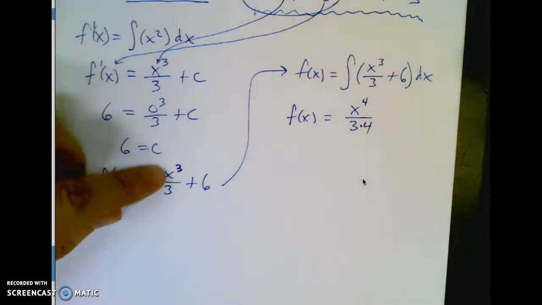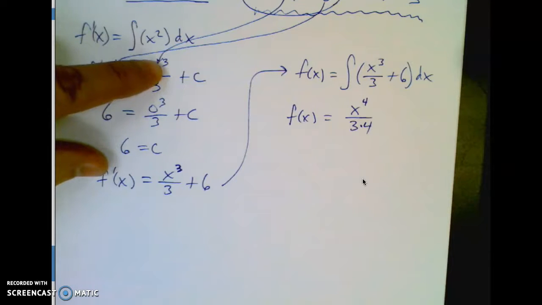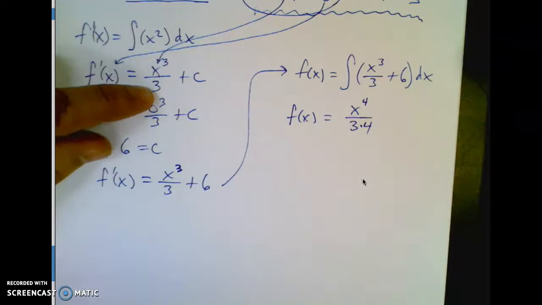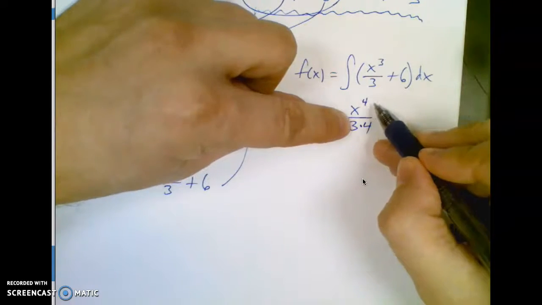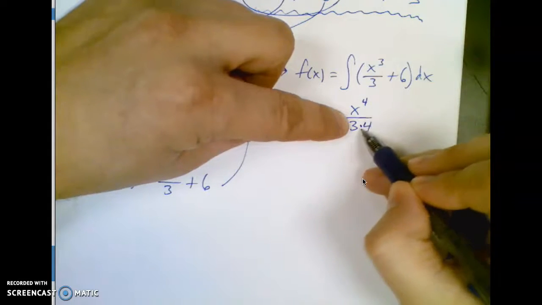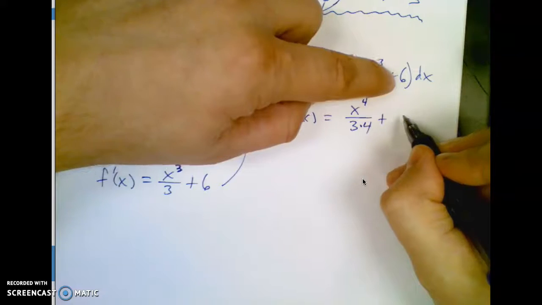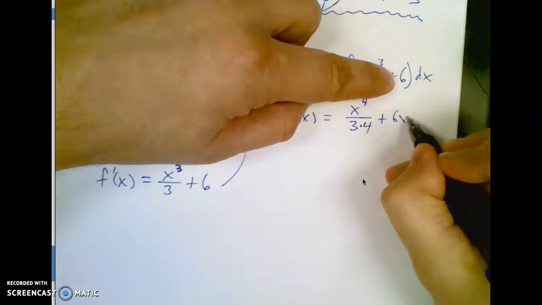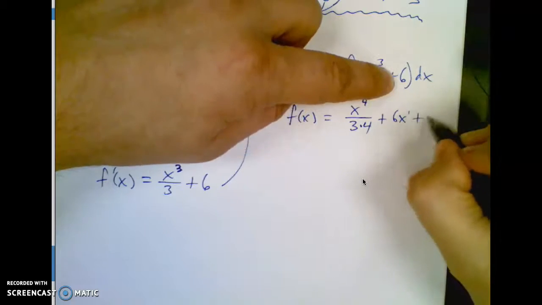Like here, there was nothing in the bottom, so x squared became x to the third, and I just dumped a 3 down there. This time there already was a 3 in the bottom, so when I go to dump a 4 down there, I have to multiply by whatever's already down there. Raise the power up 1, so it's 6x to the first, divided by 1 doesn't do anything, and plus c.